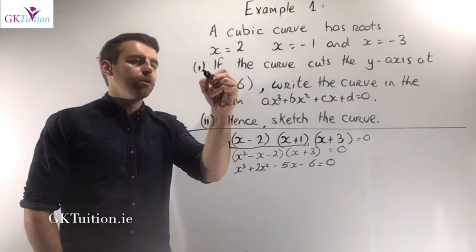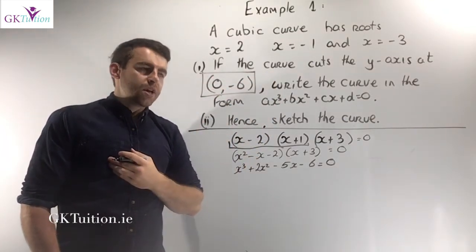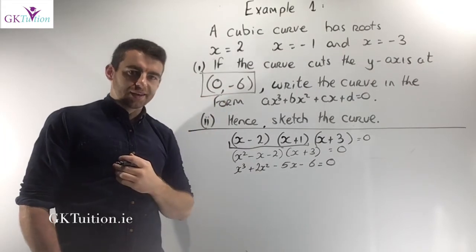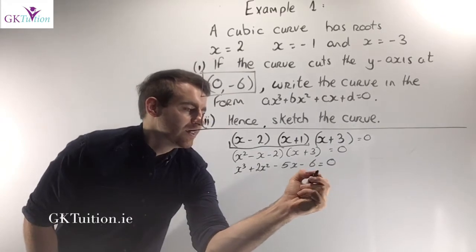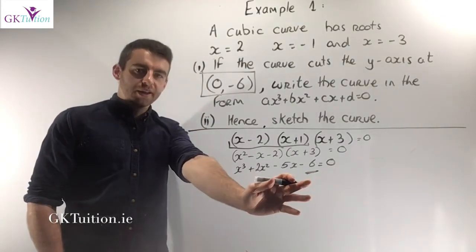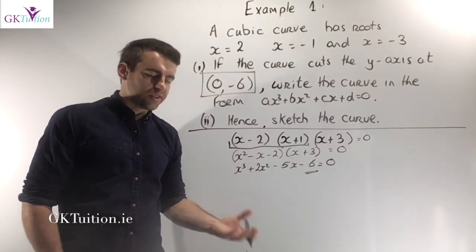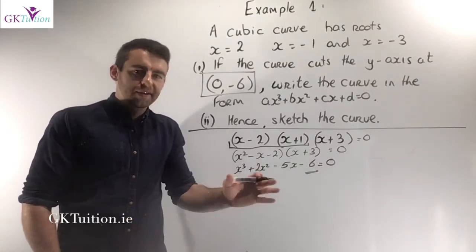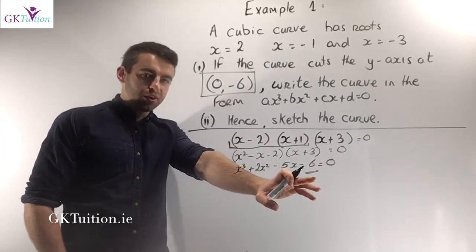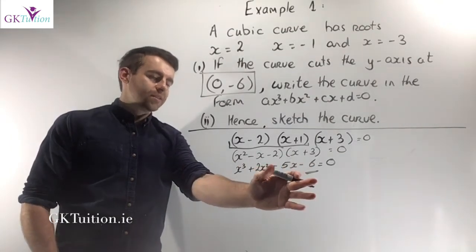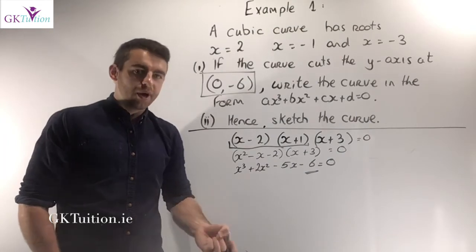But the question has told me the y-intercept is 0, minus 6. It crosses the y-axis at 0, minus 6. Remember from your quadratics that the constant at the end indicates the y-intercept. That applies to any polynomial, any cubic or an x to the power 4, or x to the power 5, or x to the power 50, it doesn't matter. If there's a constant at the end, that indicates where it crosses the y-axis. This one has a minus 6 at the end. That tells me it crosses the y-axis at the point 0, minus 6.